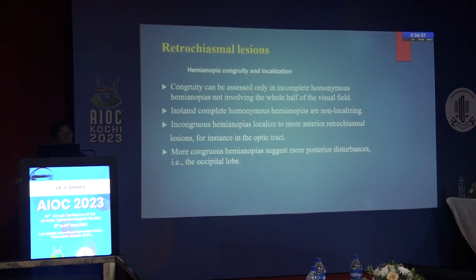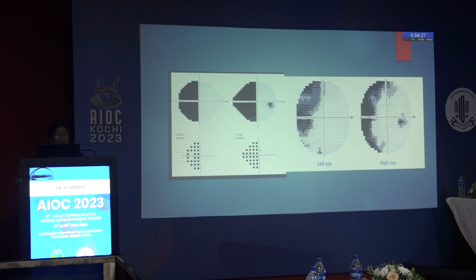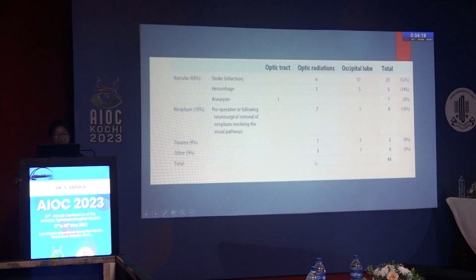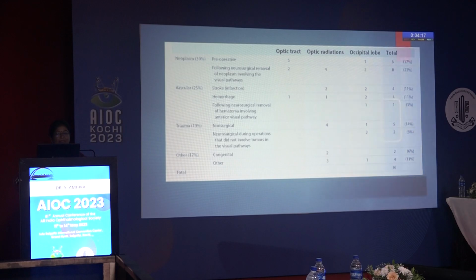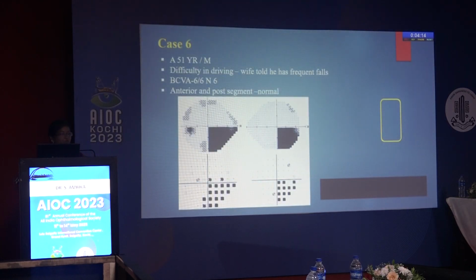Coming to the retrochiasmal lesions, hemianopia, you have to look into the congruity of the hemianopia, because any complete isolated homonymous hemianopia is non-localizing. Incongruous hemianopia will localize. The more anterior the lesion is, you will get an incongruous lesion, and the more posterior the lesion is, you will get a congruous lesion. So this is a complete left homonymous hemianopia, and this is an incongruous left homonymous hemianopia. So coming to the cause, you could read up in the textbooks, which is mostly vascular followed by trauma.